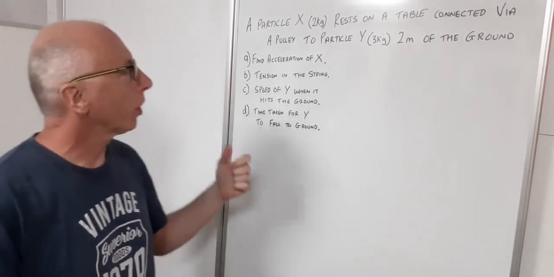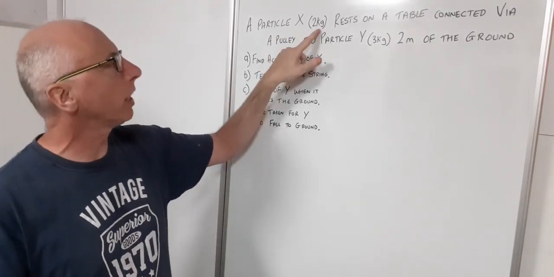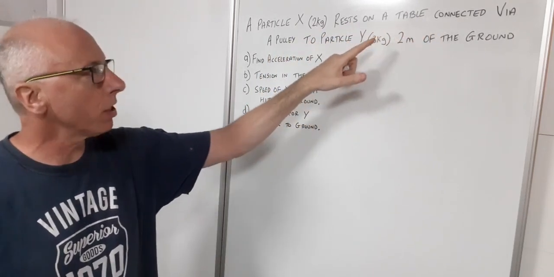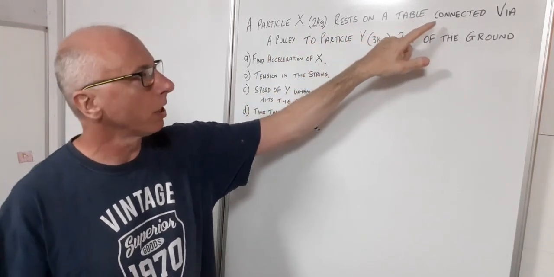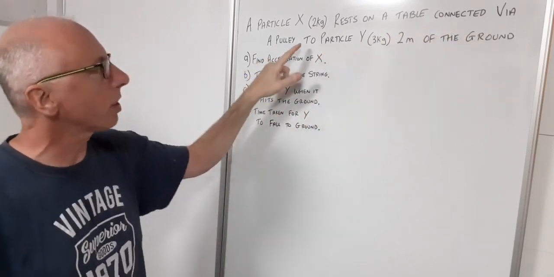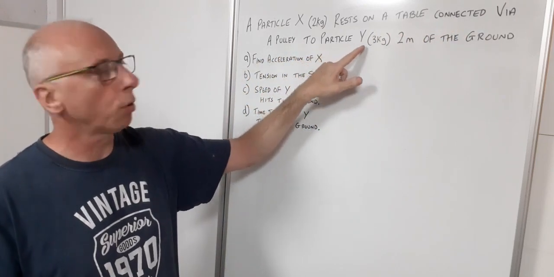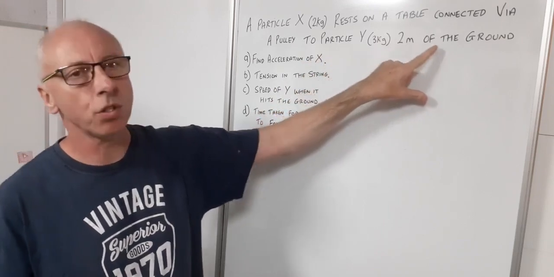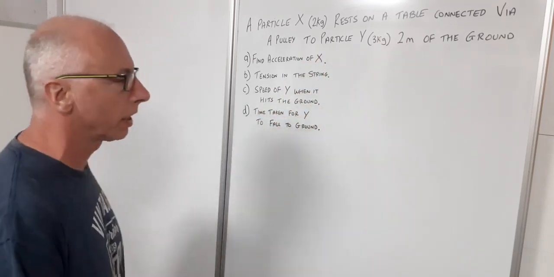So in this question, we've got a particle X, which is 2 kilos mass, rests on a table. We'll assume it's a horizontal smooth table for this question, connected via a pulley system to the particle Y, which has mass 3 kilograms and is 2 meters off the ground.